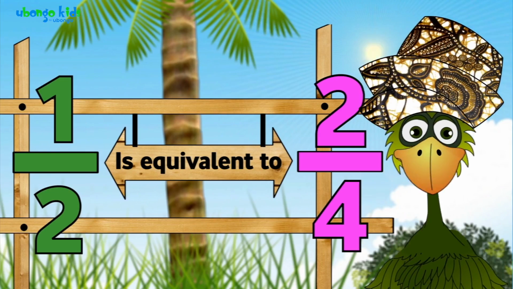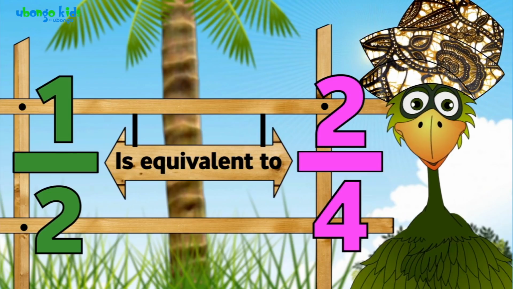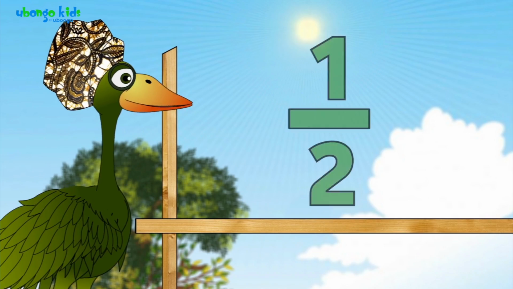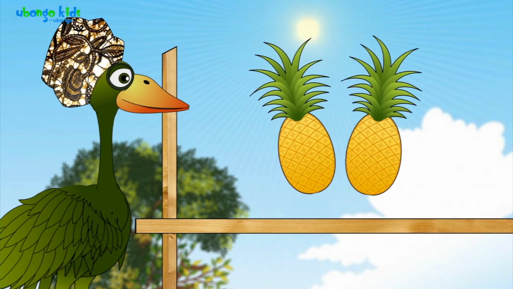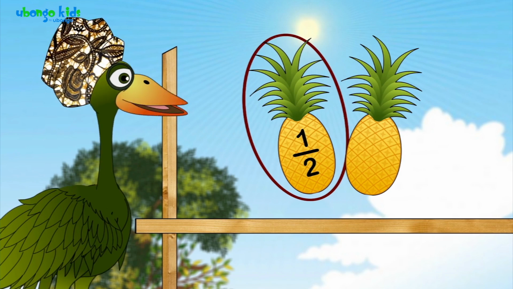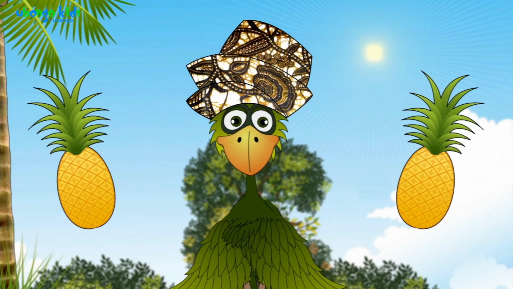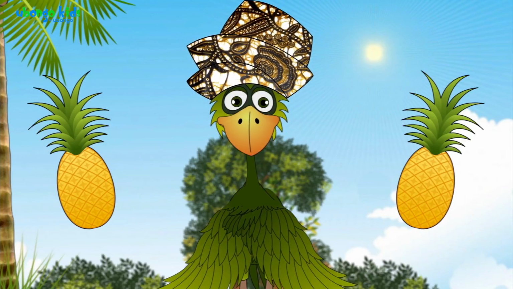If you say 1/2, that's like saying a group of 2 things, but only taking one of them. Take one and put it over here. Take the other and put it over there. So each of them is 1/2 of the group.